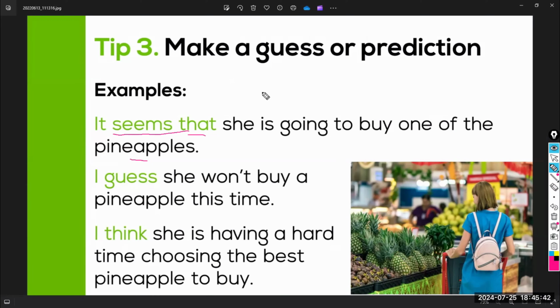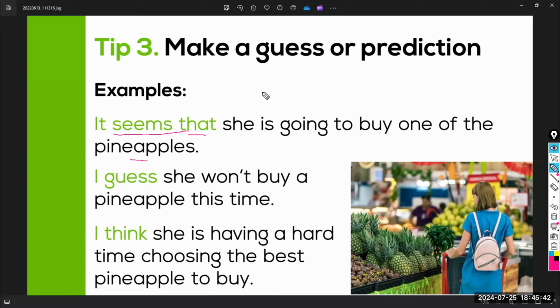So both answers are correct because don't forget that I'm writing my guessing. I'm not sure. The picture doesn't show exactly if she wants to buy or maybe not. I can say, for example, I think she's having a hard time choosing the best pineapple to buy. So this is it by making a guess or maybe prediction.